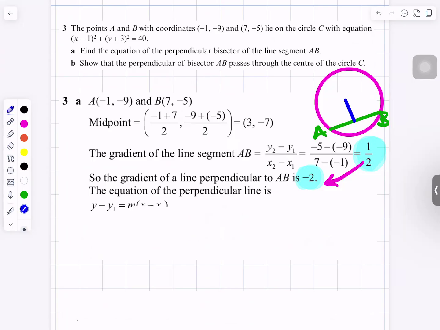The half is the gradient of which one? The green line or the blue line? Choose one. The blue line, because that's the one you use the formula from A and B. So the half is for the green line, sorry. The half is for the green line.